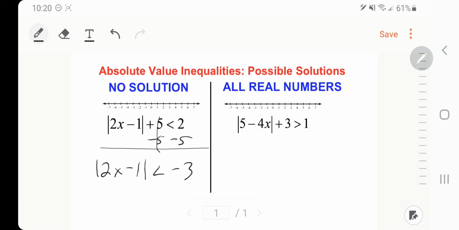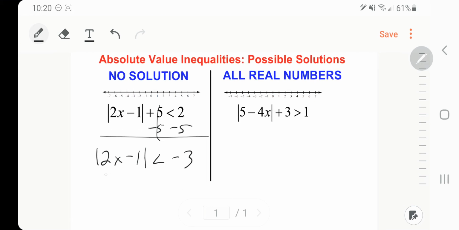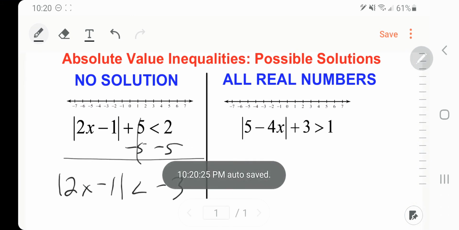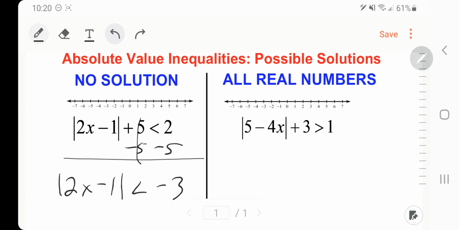Now, the reason this is going to have no solution is we know that this left side here is an absolute value, which means it has to be a positive number. On the right side, we know that this negative 3 is a negative number, and it is not possible to have a positive number less than a negative number. So this one is going to have no solution, which means when I look at my number line here, I'm going to shade nothing on the number line, because there's no possible real number that could be a solution to this question.